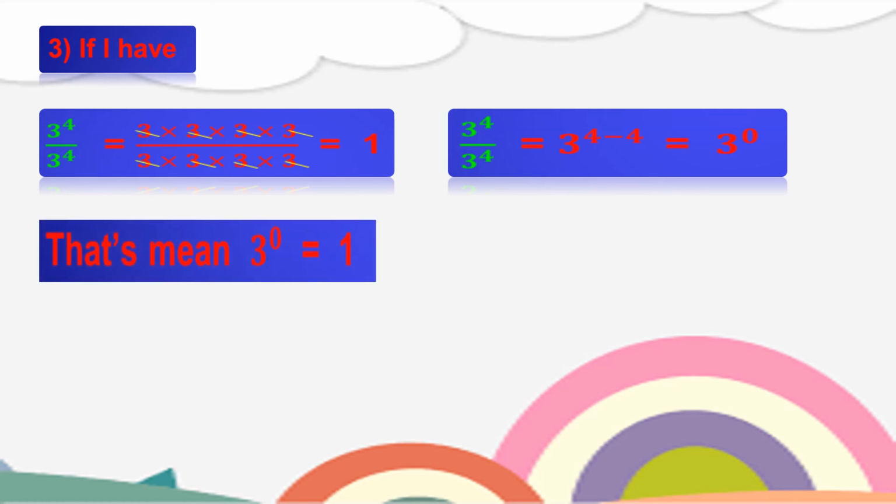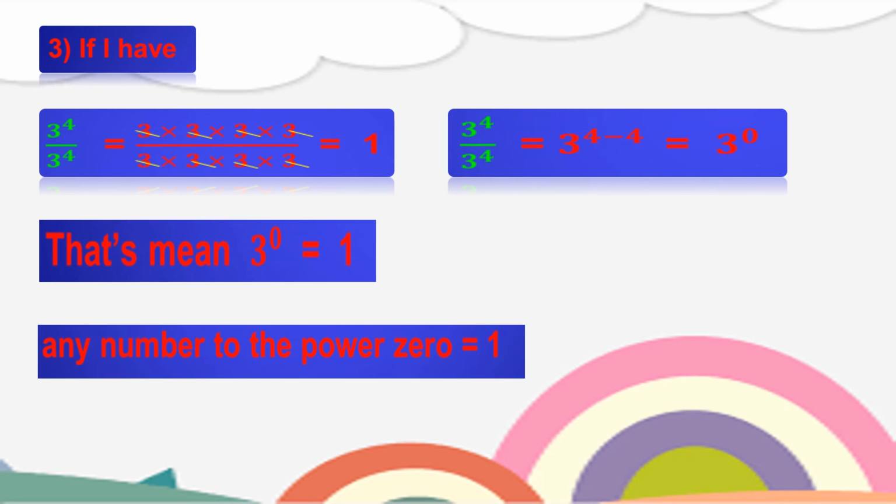By the rule of power, if I divide by the same base, what do I do? I subtract the power. So it equals 3 to the power 4 minus 4 equals 3 to the power 0. That means 3 to the power 0 equals 1. That means any number to the power 0 equals 1.